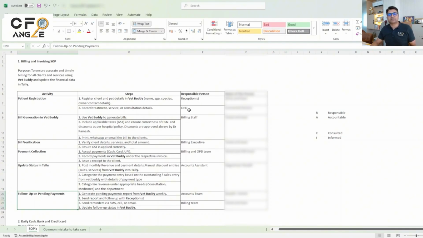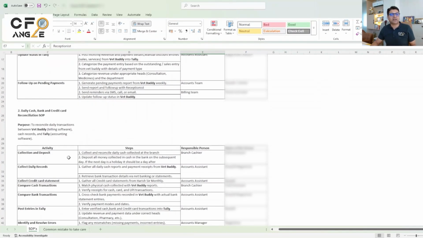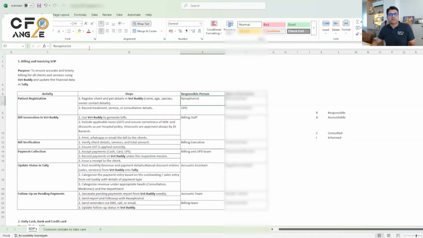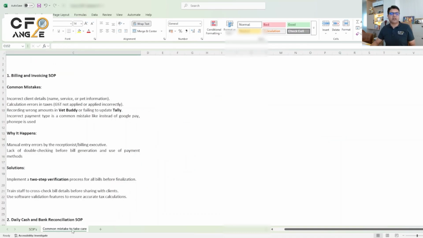Then we have the receptionist, OPD, billing staff, billing executive, billing and OPD teams, and billing assistant. We have tagged the responsible person, and the others are accountable, consulted and informed, which I have not tagged here, but the names of the persons who are going to do the work have also been tagged for each individual SOP. Take daily cash: how the complete handling of daily cash will happen is structured here.